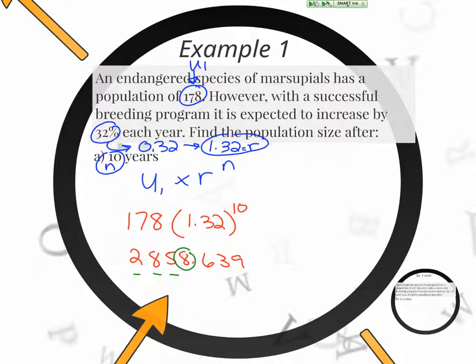Absolutely. So I will look at that 8, that's going to round that up. So for 3 significant figures, you've got 2,860 marsupials after 10 years. Wouldn't that be awesome? That endangered species going out?